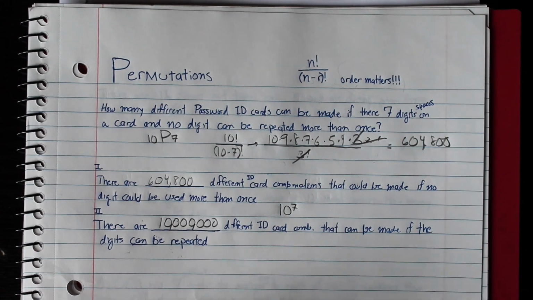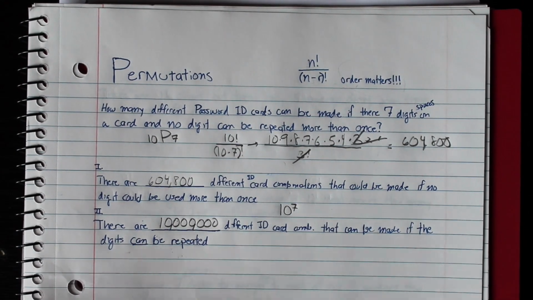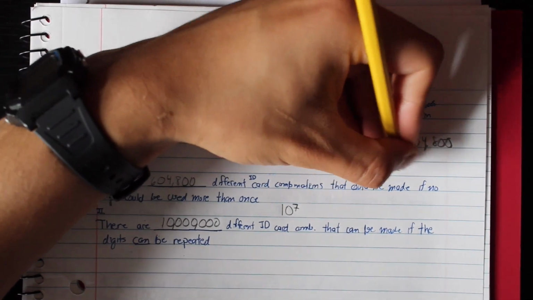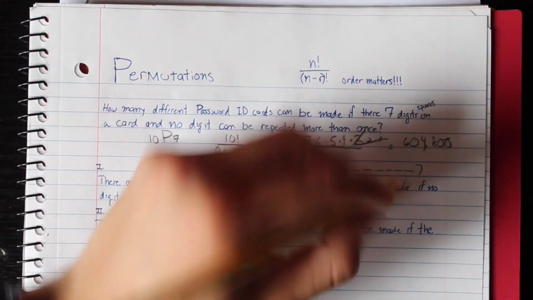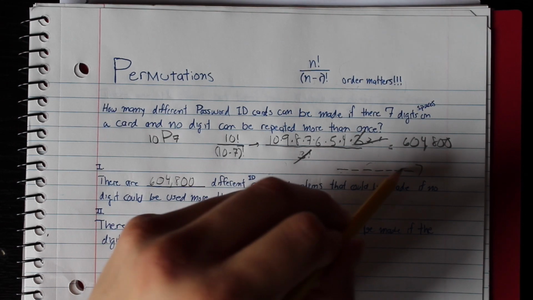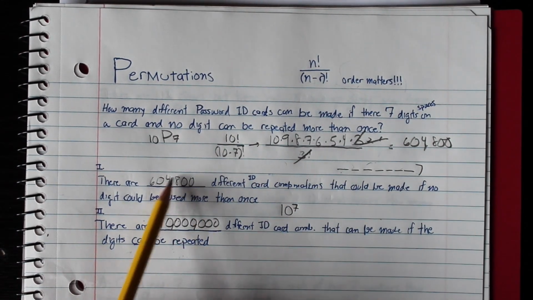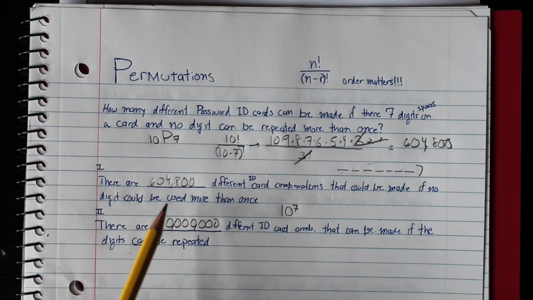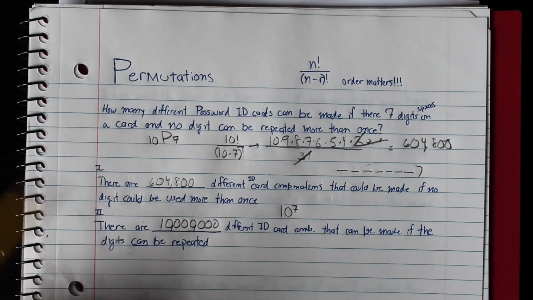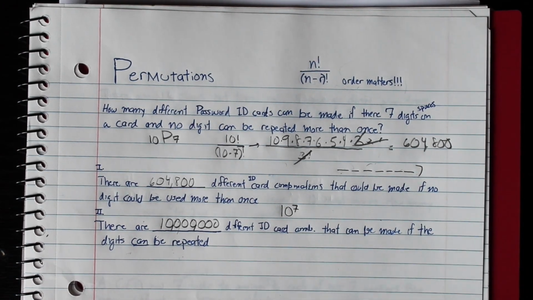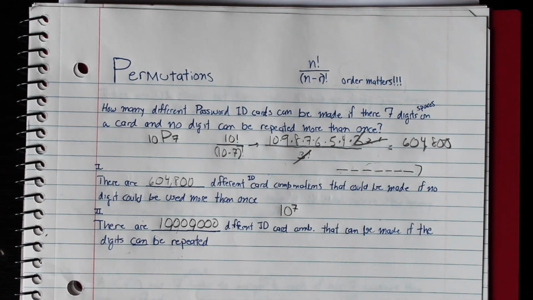Another way to look at this is a visual explanation: 1, 2, 3, 4, 5, 6, 7. That's the 7 digits, okay? And in each one of those, in this case, they can't be repeated. There are about 604,000, half a million different ways, and on this one there are 10 million ways if they can be repeated. That's just how to remember it.